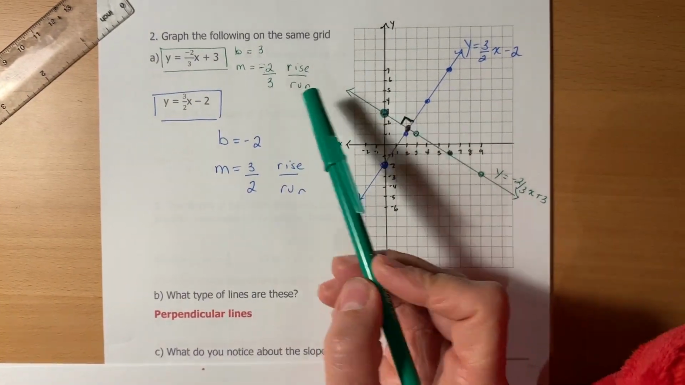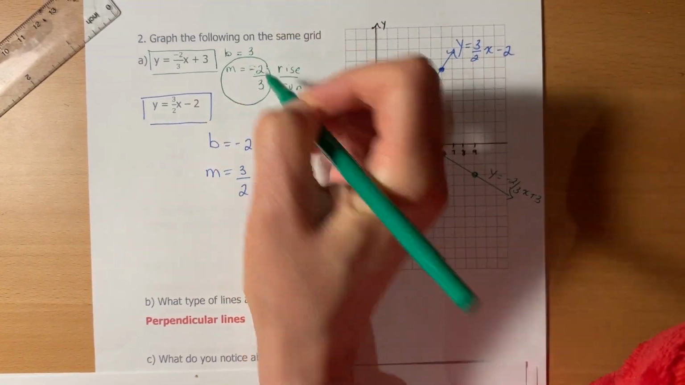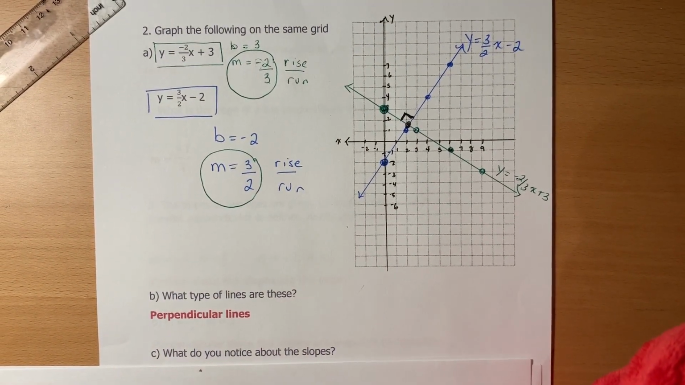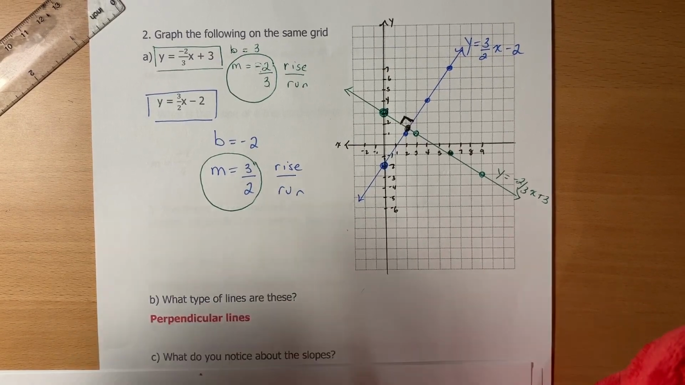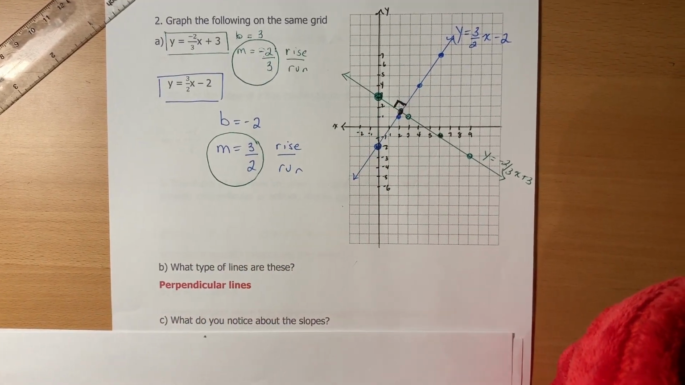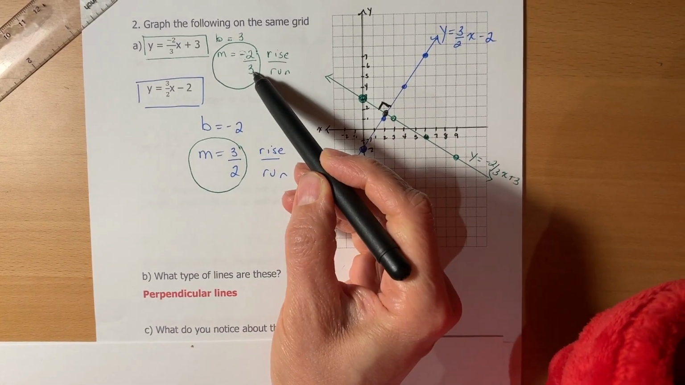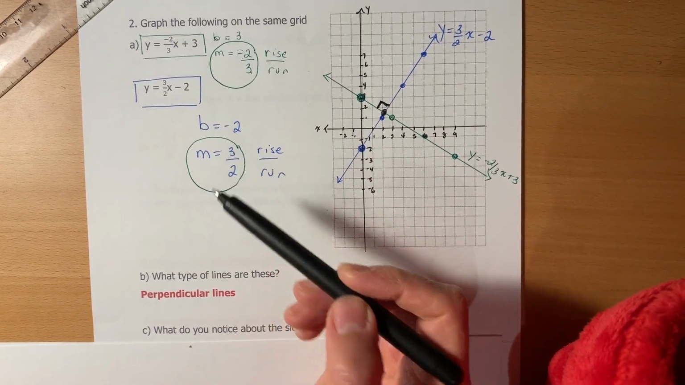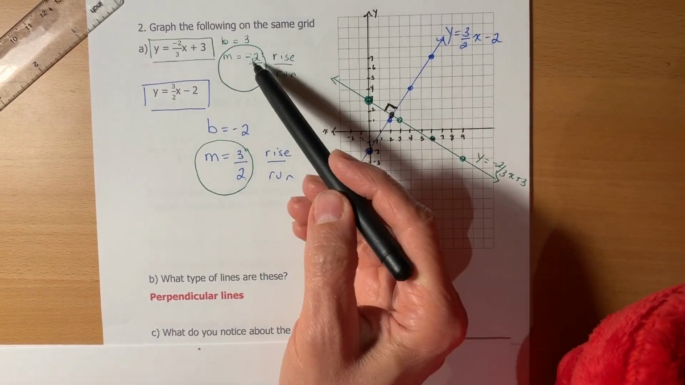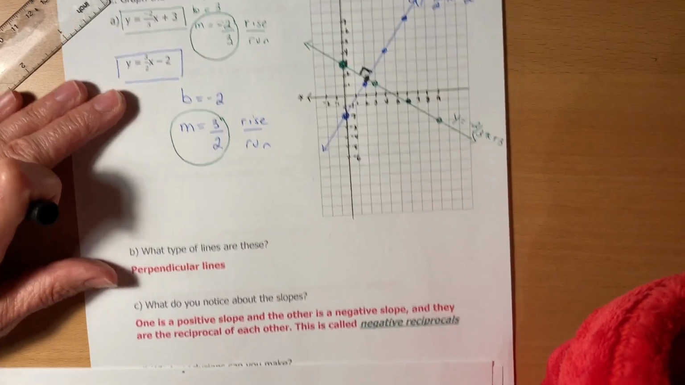This is -2 over 3, this slope. And this slope here is 3 over 2. Do you notice the relationship? One of the slopes is positive. One goes in the positive direction. The other one goes in the negative direction. So one's positive, one's negative. The 3 that's in the denominator here is in the numerator here. The 2 here in the numerator is in the denominator here. We call that a reciprocal. And we call it negative reciprocals. Okay?